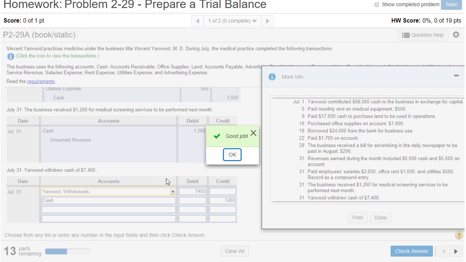So if Vincent Yarwood asked us how much cash we have, we would have to go through all these transactions and add and subtract them. Now, if this company had been in business 20 years, do you want to go through 20 years worth of transactions to figure out how much cash? No, that's why we need to have the ledger, which will be in the next video.